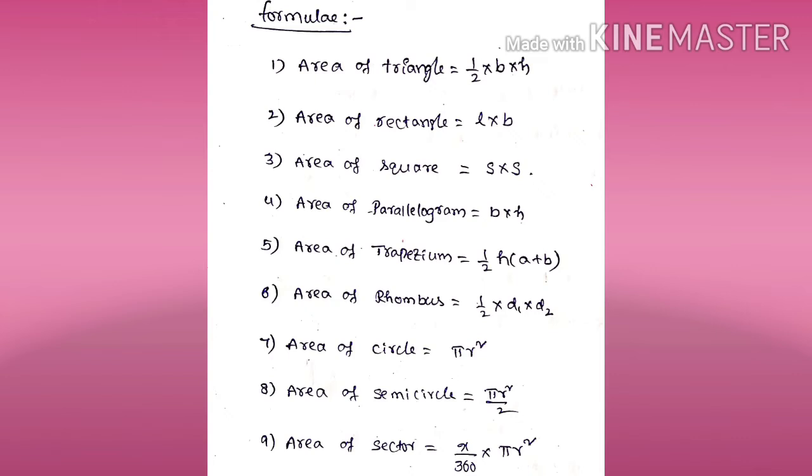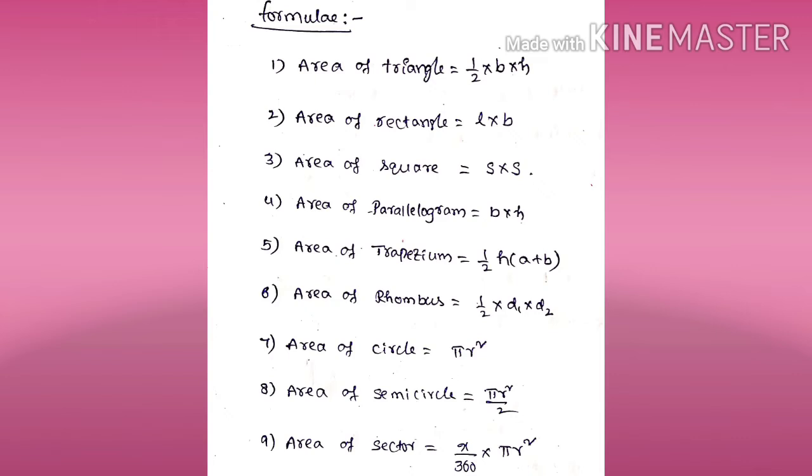Area of a triangle is equal to half into base into height. Area of a rectangle is equal to L into B, length into breadth. Area of a square is equal to side into side, or side square. Area of a parallelogram, base into height. Area of a trapezium, half h into a plus b. Area of a rhombus is equal to half into d1 into d2.